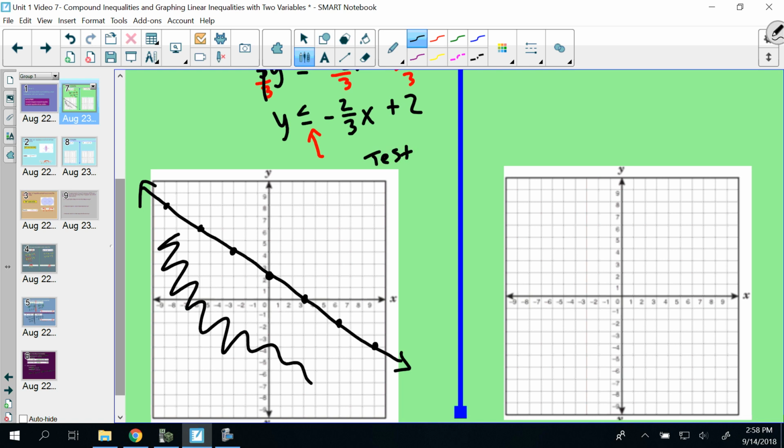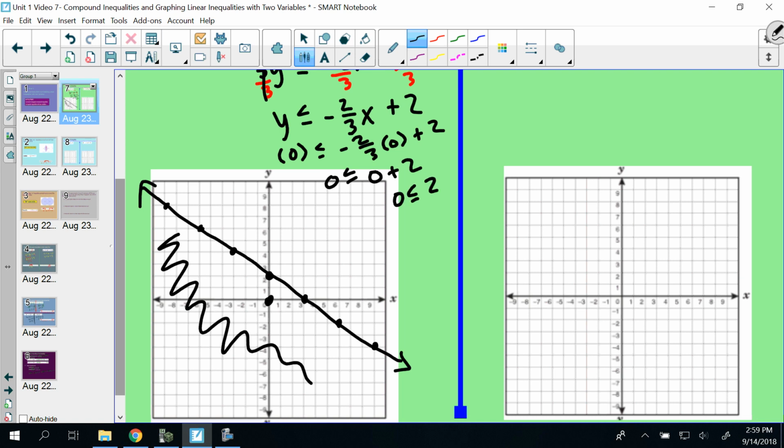And the easiest point to test, if your boundary line doesn't go through it, is 0, 0. Because 0 is an easy number to work with, especially when multiplying. So if we were to plug in 0 for both x and y here, let's see what we get. So 0 for x. And here's why 0 is awesome, because 0 times even a fraction here is just 0. So you're going to get 0 plus 2. And then we know 0 plus 2 is 2, so you get 0 is less than or equal to 2.